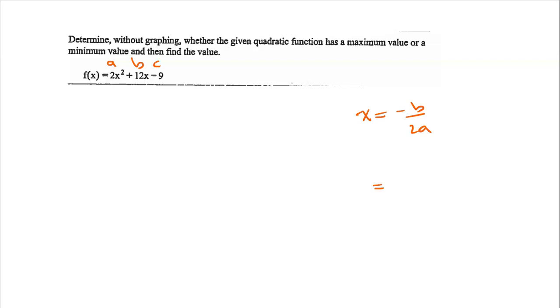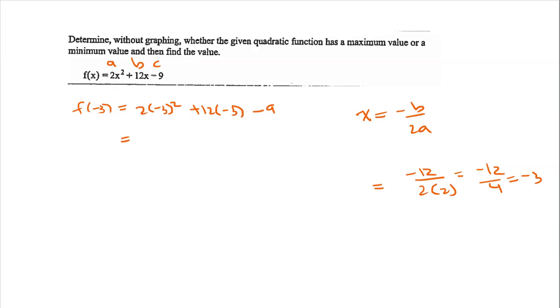So our B in this case is going to be 12, so that'll be a minus 12. And then 2 times A, which is 2, so 2 times 2. So negative 12 divided by 4 gives us negative 3. And once we find x, we just plug it into our function. So it'll be f of negative 3, and we'll have 2 times negative 3 squared plus 12 times negative 3 minus 9. When we simplify this, we get negative 27. So we have the coordinate negative 3, negative 27.